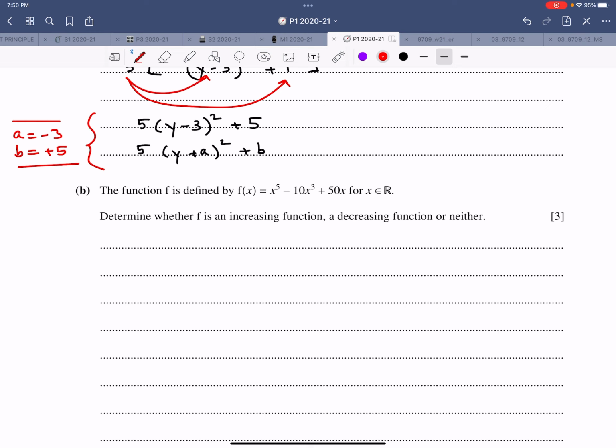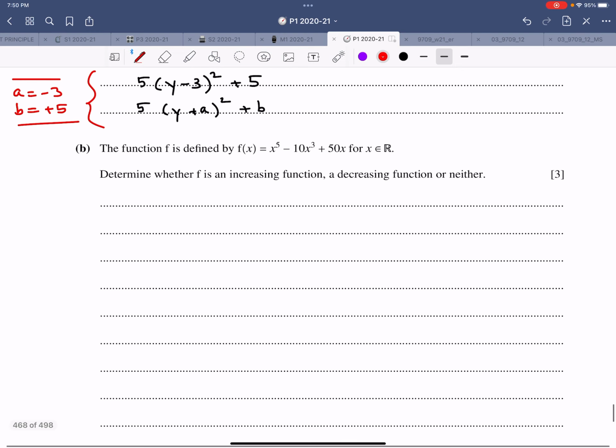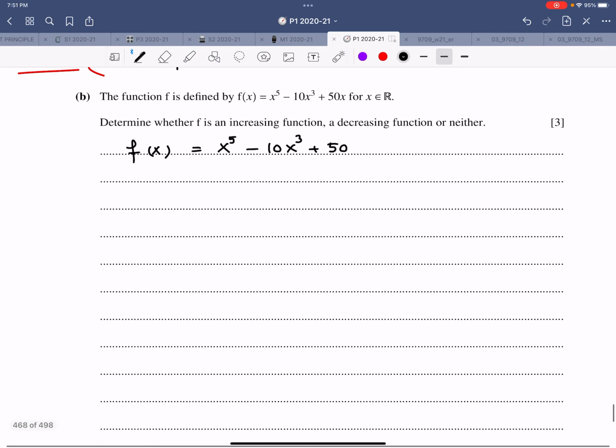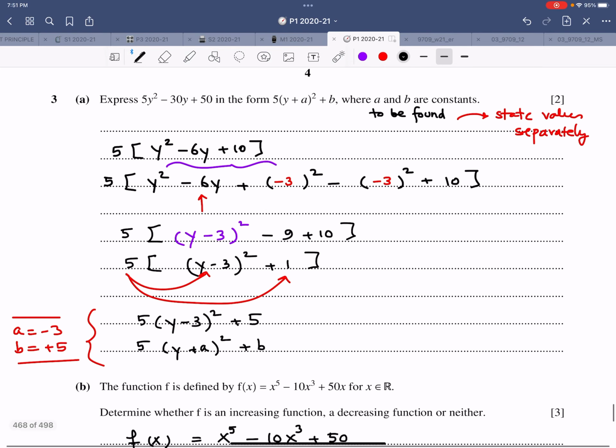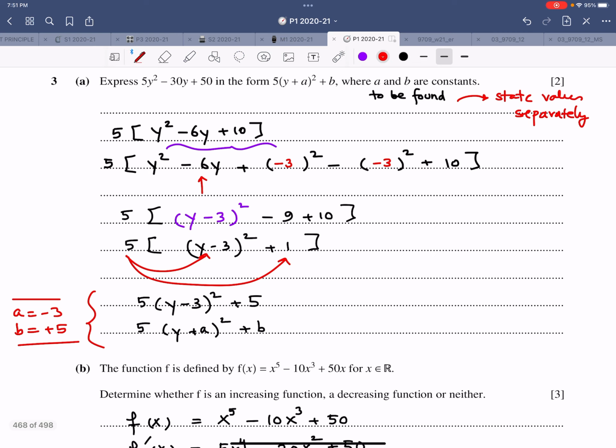Now it says the function f is defined by such and such. So f(x) is x raised to power of 5 minus 10x cube plus 50x, for x an element of real numbers. It says determine whether f is increasing, decreasing or neither. So the concept is first find the derivative. That is 5x^4 minus 30x square plus 50. Now wait and pause for a second. Isn't this thing similar to this original thing? 5 and minus 30 and 50?